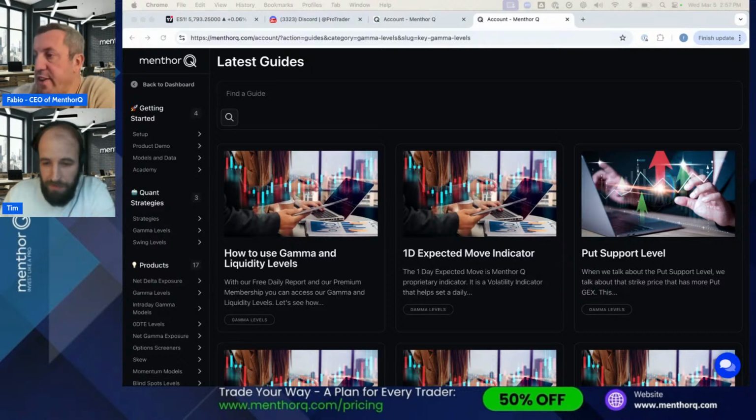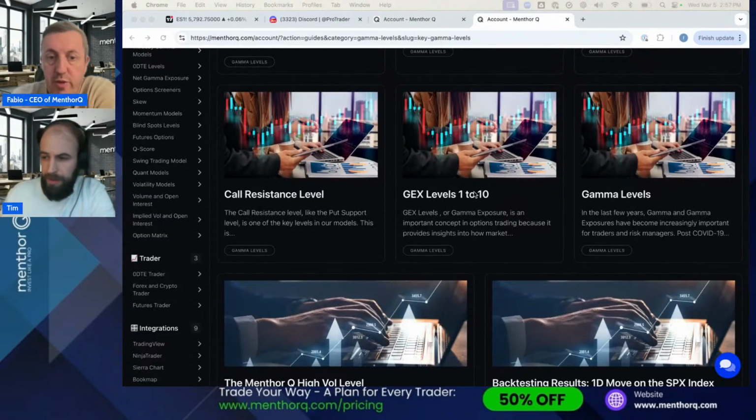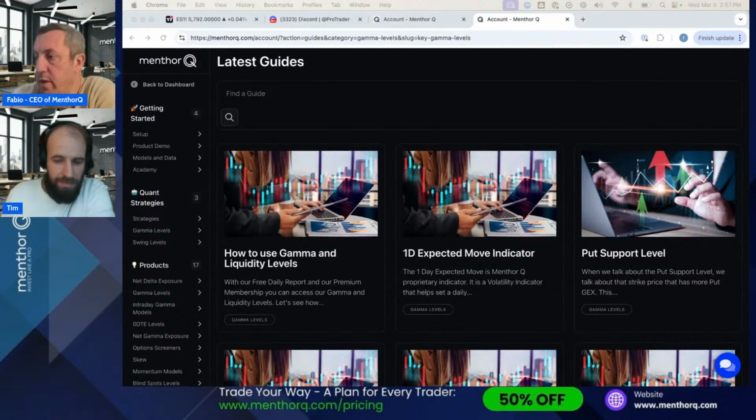Yeah, all of that is explained within our guide section. So I just posted the link in there as well in the comments. Just come to our guides and we explain what gamma levels, GEX 1 to 10, are. So you have everything here. Everything you need is available there.